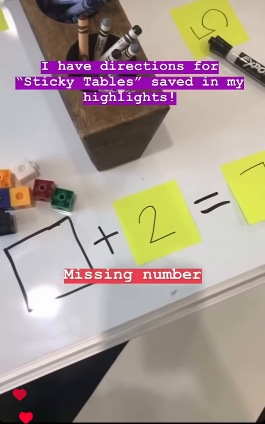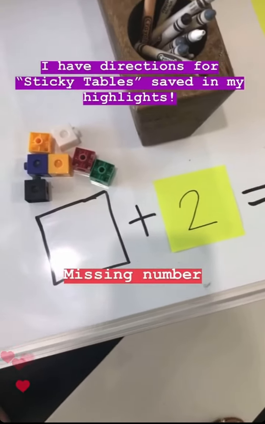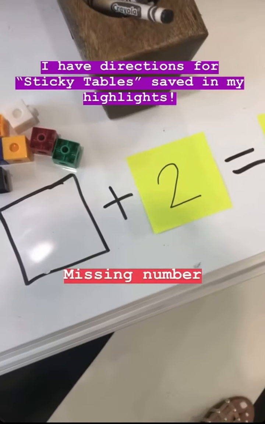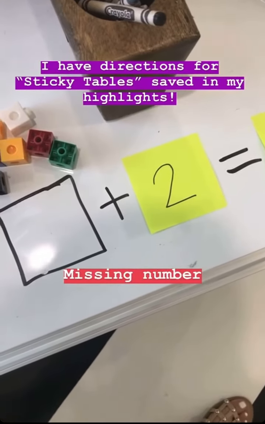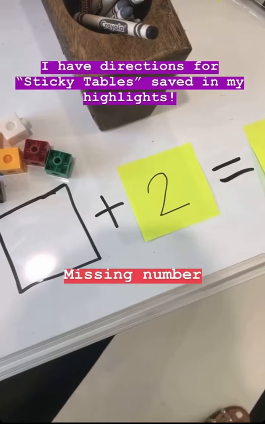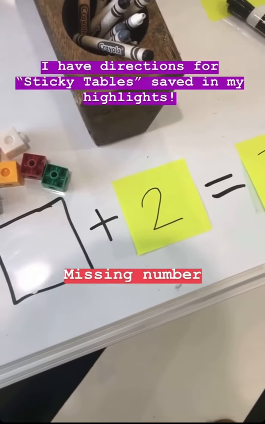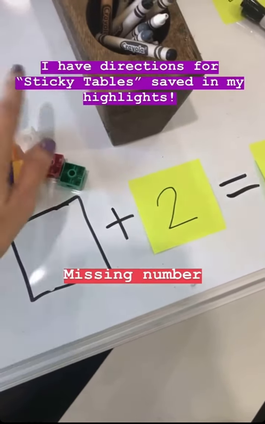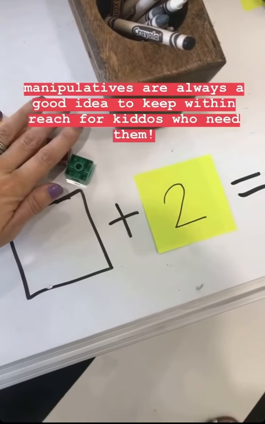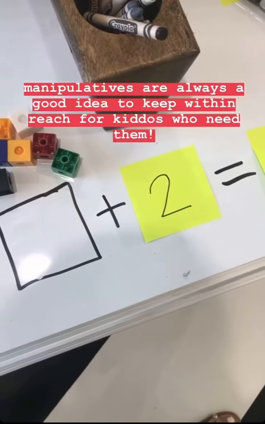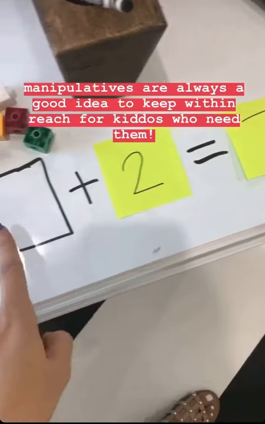To practice this with addition is with missing number. If you're new here, or maybe you're just now seeing this about sticky tables, in my highlights is one called Sticky Tables, and it explains exactly how to play this game. So you want to make sure you've got manipulatives at the table when you're doing addition and subtraction, so they could do it with missing number.